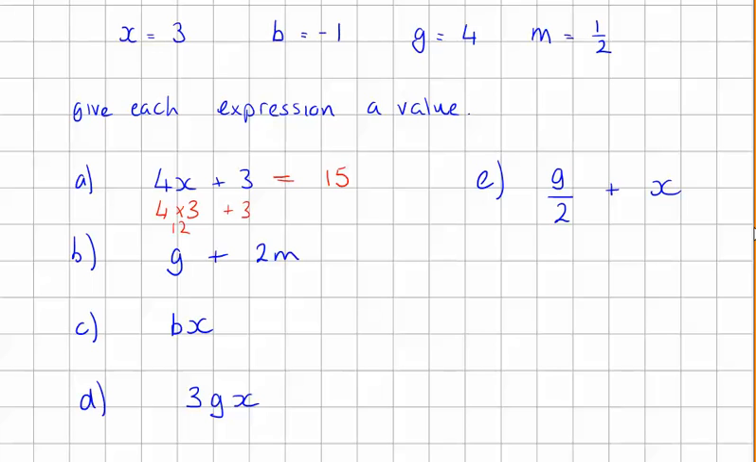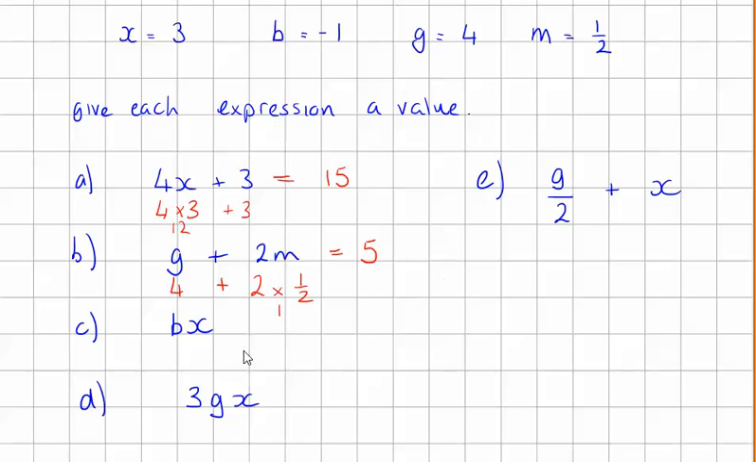Jamie, g plus 2m has a value. So g is equal to 4, so it's 4 plus 2 times a half. 2 times a half is a whole one, so 4 plus 1 makes 5.